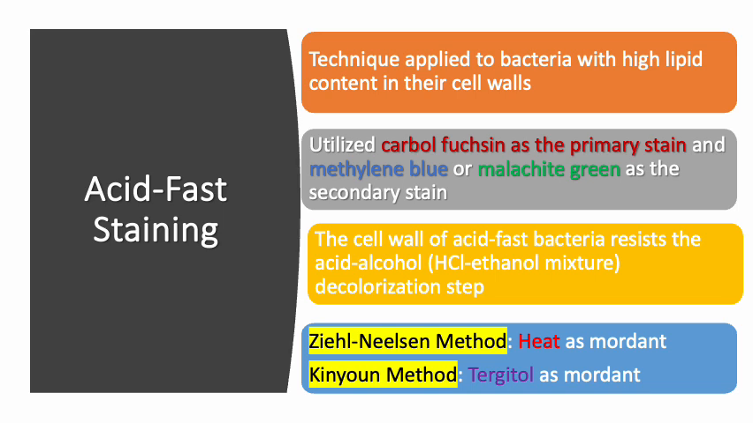So, what type of mordant does it use? For the Ziehl-Neelsen method, it uses heat as the mordant, while your Kinyoun method uses the chemical tergitol as its mordant. Now, to summarize again, your acid-fast staining method employs four steps, just like your differential staining method, the Gram stain. It employs a primary stain, which is your carbolfuchsin, a mordant, either heat or tergitol, a decolorizer, which is acid alcohol in this method, and the fourth one would be the counterstain or the secondary stain, which is your methylene blue or malachite green.